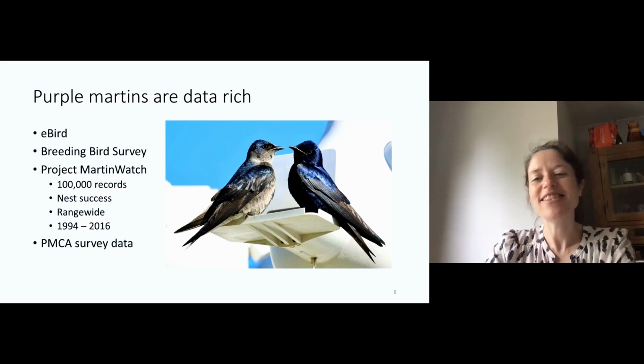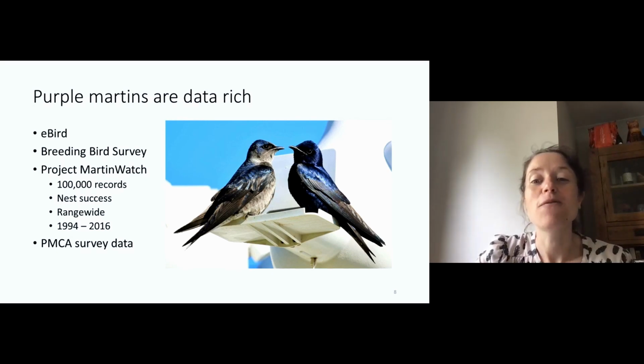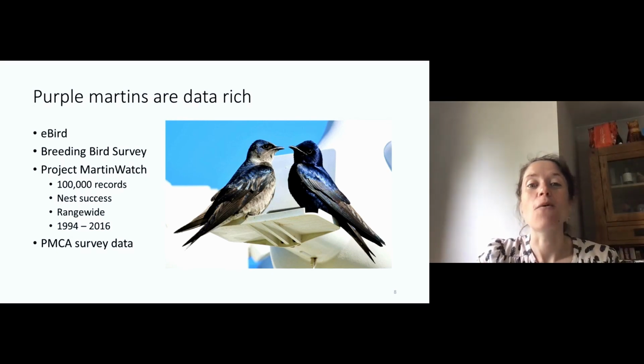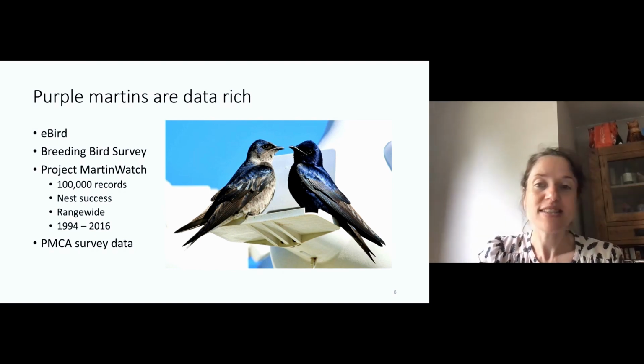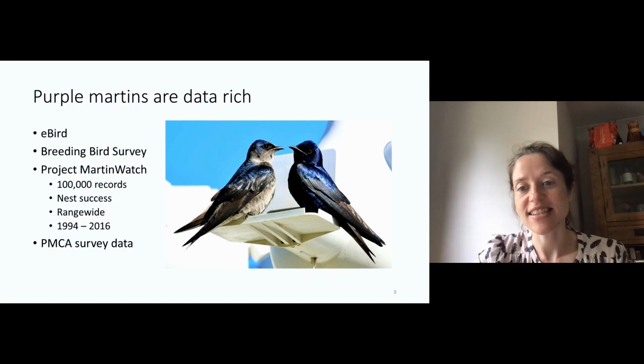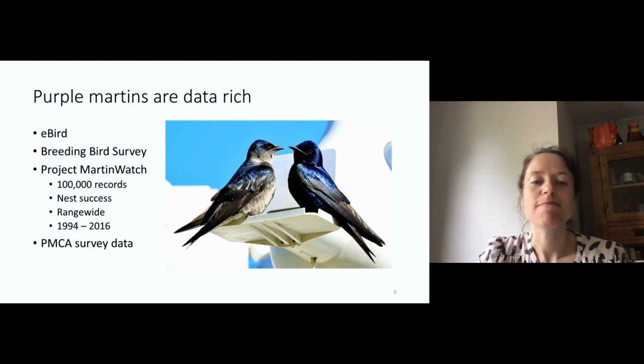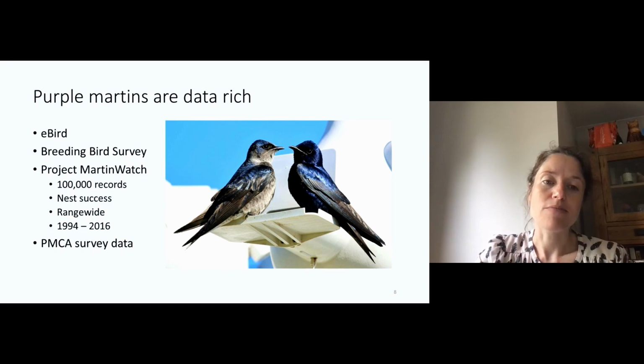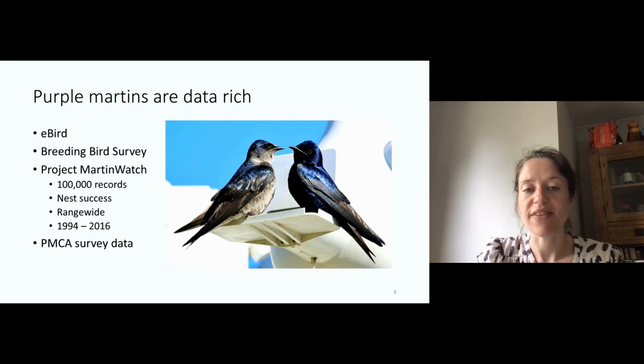Enter the purple martin. Purple martins are wonderful species. They're also wonderfully data rich. Like many bird species, we've got great occurrence data available to us through eBird. We've also got good records of breeding and abundance through time through the Breeding Bird Survey.